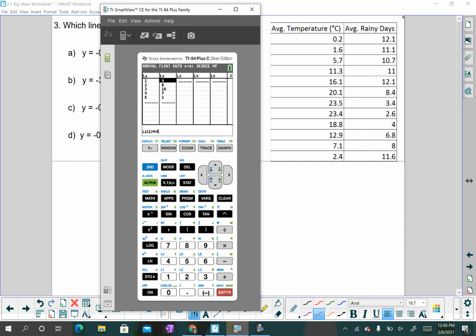And then you probably have some data in here from previous lessons. So we're going to go up, hit clear, go back down, up, hit clear, go back down. All right, so in L1, we're going to put the average temperatures. In L2, we're going to put the average number of rainy days. All right, so this will be the little tedious part, getting all this data in there.